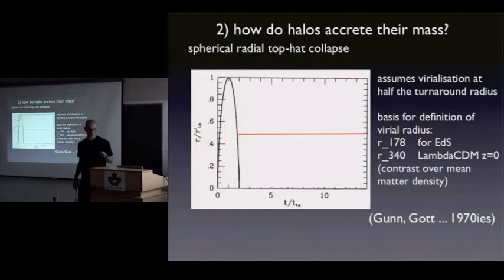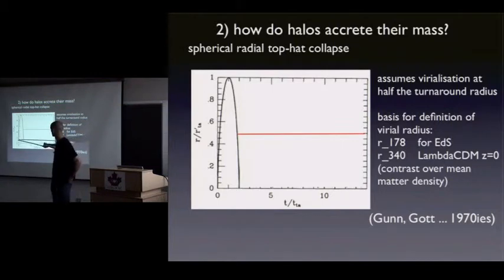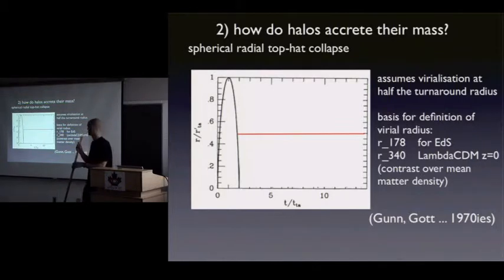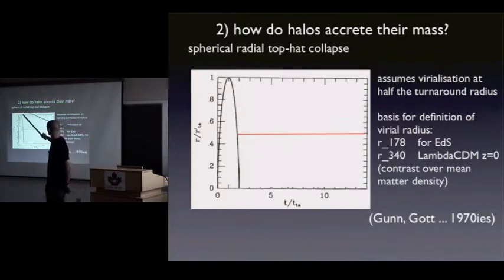So one of the models is the spherical radial top hat collapse. That's a very simple model where you have a spherical overdensity that expands slightly slower than the universe, and then turns around, and in principle would just go all the way to zero again. So it would be a completely radial collapse. One assumes that there's no kinetic energy at all at the turnaround time in this homogeneous top hat overdensity, and that the virial theorem is fulfilled here, which just tells you that it has to collapse by exactly a factor of 2 from here to here.